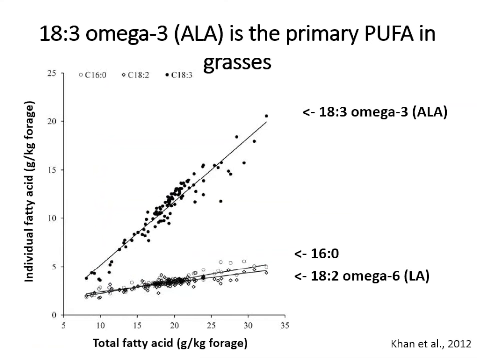So as we look at increasing the total fatty acid content of the forage, and that's the x-axis on this graph here, you'll see that the primary driver of that is alpha-linolenic acid, that omega-3 fatty acid, the primary one in these vegetative forages. So big increases you see in the total fatty acid content are really just going to be big increases in this alpha-linolenic acid.